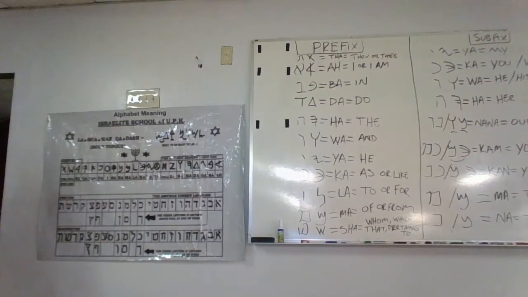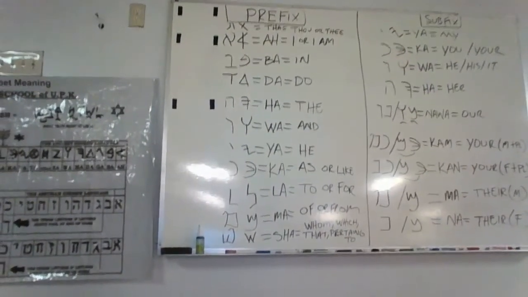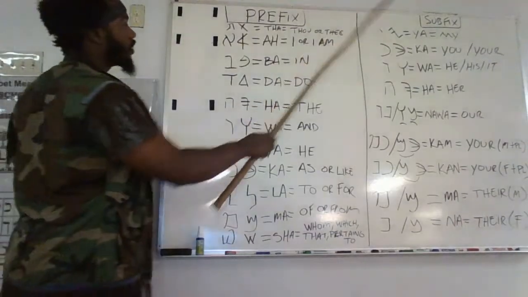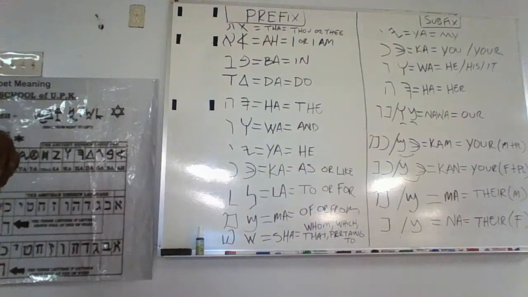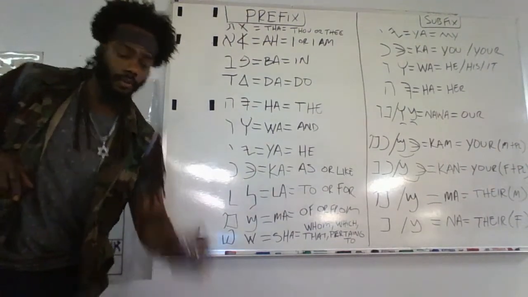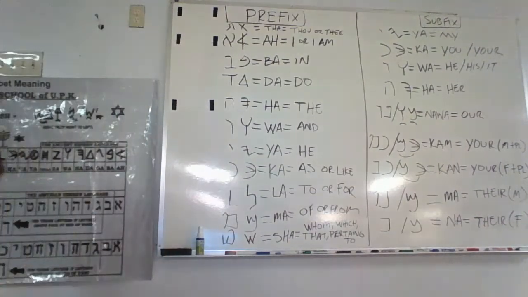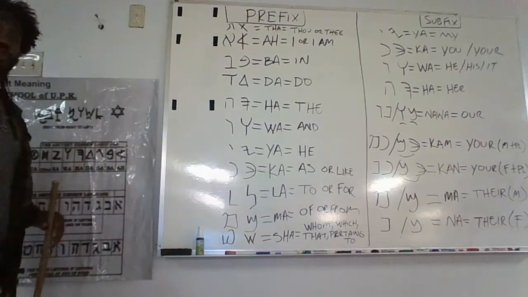Tha. All right. Why is this applicable? Why do you need to know the Hebrew alphabet? Now we've got prefixes and suffixes. They have certain prefixes. When I'm talking about a prefix, it starts off a word and gives meaning or context to the word.